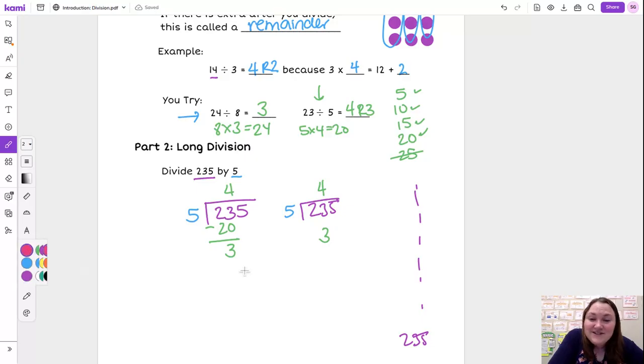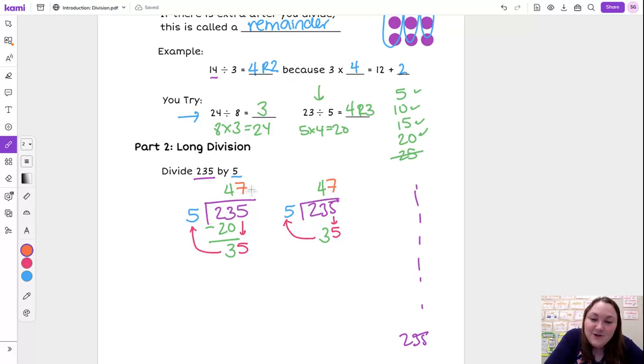And then to finish the division problem, we bring down the 5, and then we repeat. We do all those same steps again and divide again. So now, instead of doing 23 divided by 5, I'm doing 35 divided by 5. And once you know that answer, you are almost done. 35 divided by 5, that is 7.